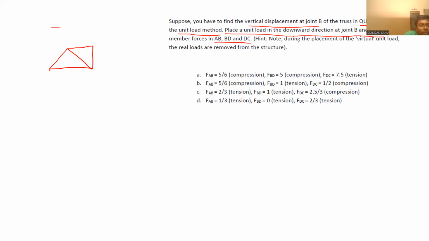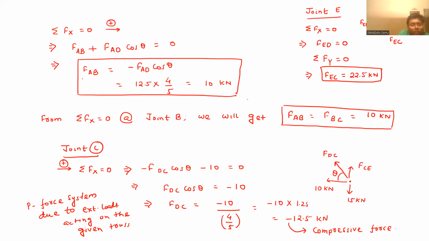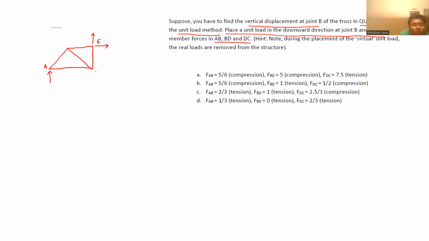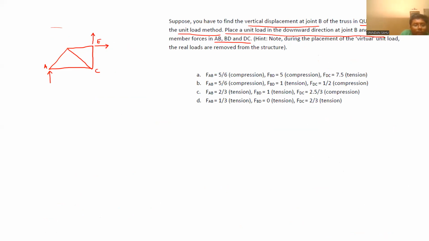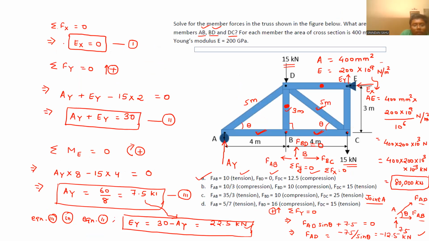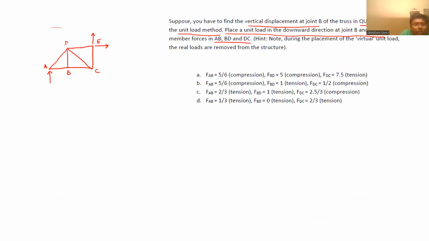So here it was roller, so one reaction. Here it was hinge, so two reactions. This joint was A, this joint was E, this joint is C. We have another member here. This is B, and I guess this is D.